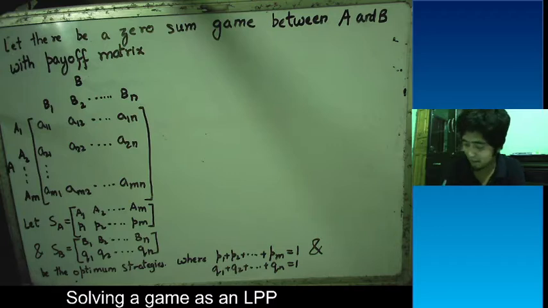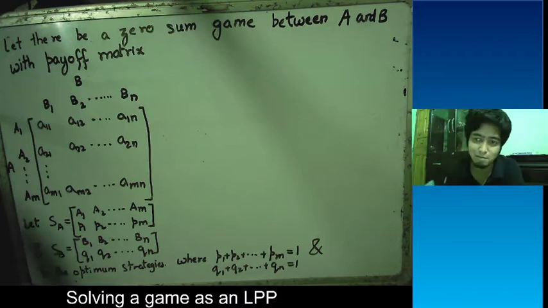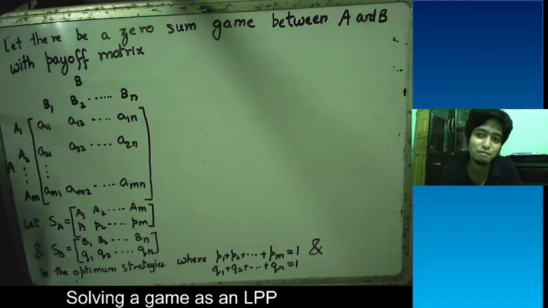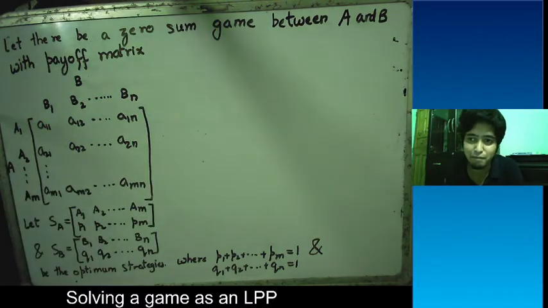Let SA and SB be the optimum strategies where these are the restrictions. The restriction on the probabilities is that the sum should be equal to 1. Similarly, the sum of the probabilities for B should be equal to 1. So we will have to solve it separately for player A and for player B, even though later on we will see how solving for one player ultimately leads to a solution for the other player as well, because ultimately player A and player B are both connected by this payoff matrix.